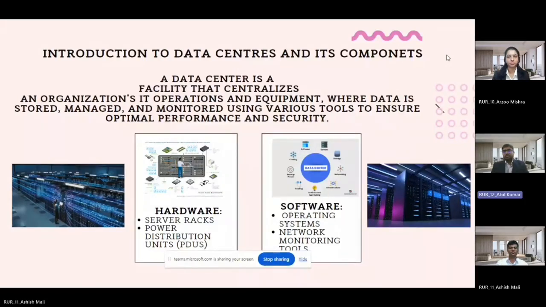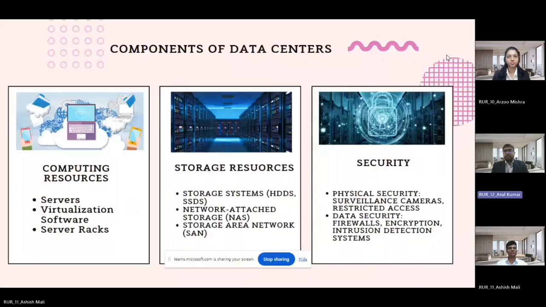So now we will discuss components of data centers. Mainly it has computing resources like servers, virtualization software, and server racks. Along with this, it has storage resources like hard disks, which are piled up to store huge amounts of data. It has network attached storage, NAS, and storage area network, SAN. It also requires a lot of security from physical calamities. Also, it requires virtual security because there can be cyber attacks, so it requires security such as firewalls, encryption, and intrusion detection systems.